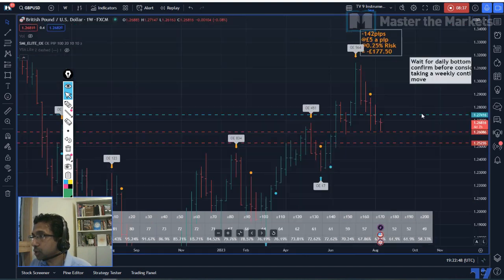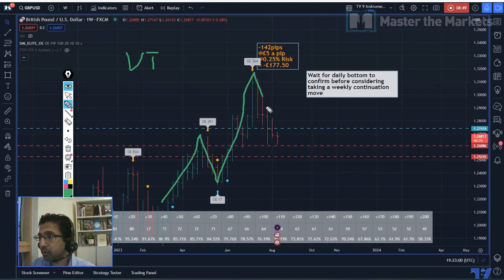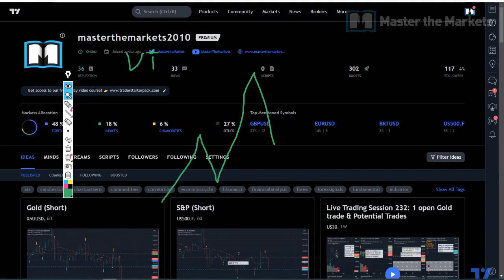British pound, GBPUSD, I'm really looking at something potential happening over here. Perfect setup, uptrend, right? Uptrend on the cycle framework, which I spoke about on the webinar today as well.